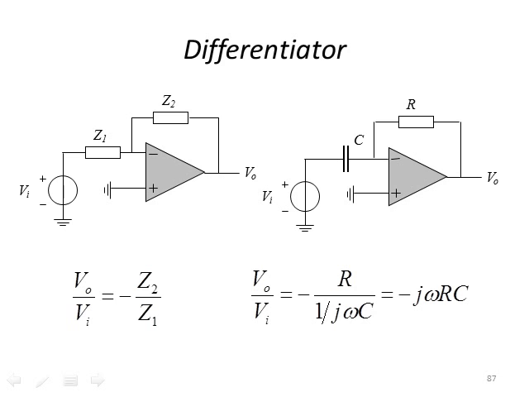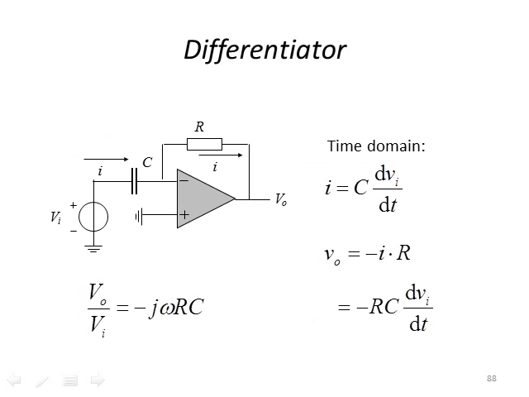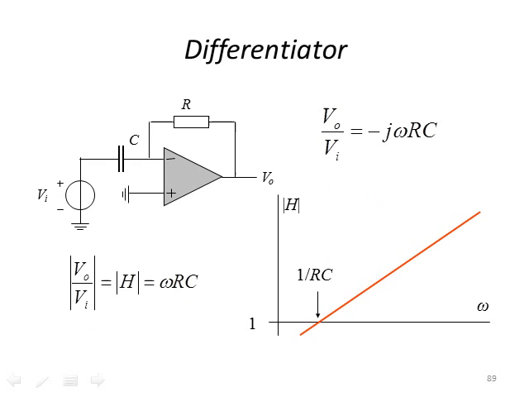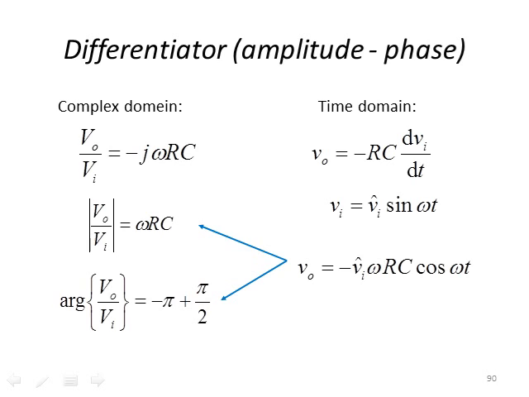Then we can do a differentiator. Now Z1 is a capacitor and Z2 is a resistor, and then the associated transfer function. Differentiator in the time domain, and then the transfer function, so the differentiator starts looking like a high-pass filter, and then the associated amplitude-phase response in the complex domain, and then in the time domain.